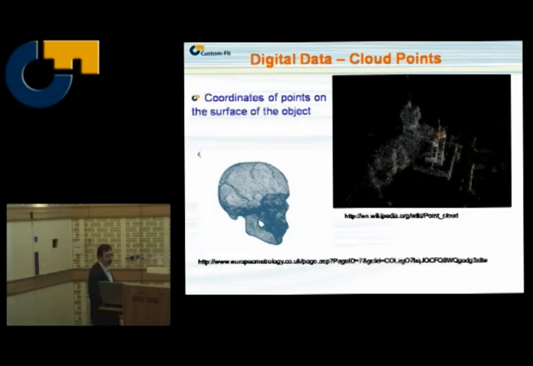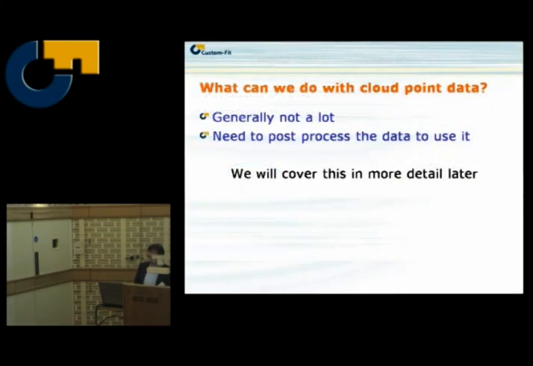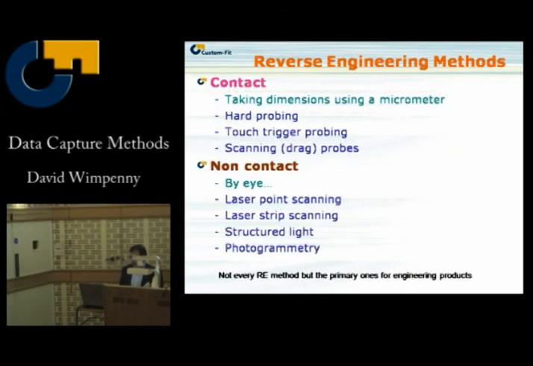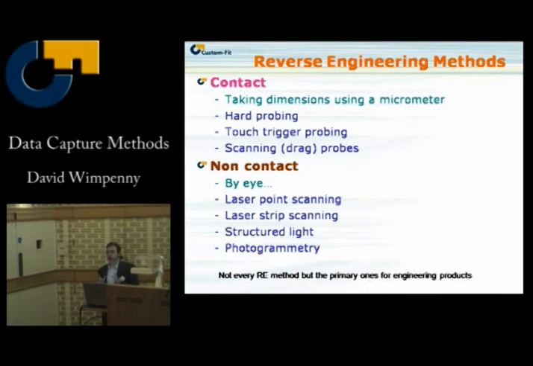We collect the data of an object as three-dimensional coordinates, and then we have to process that data in order to use it. Because there's not an awful lot you can do with cloud point data. It's simply a series of coordinates. And the post-processing can be quite involved. And we'll go into that in more detail toward the end of the presentation today. There are two primary options with reverse engineering.